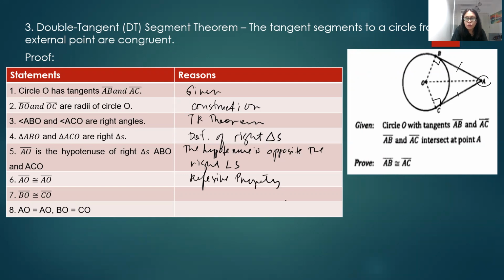BO is congruent to CO because all radii of the same circle are congruent. Now, AO equals AO, BO equals CO because the two line segments are congruent. So this is about the definition of congruent segments.